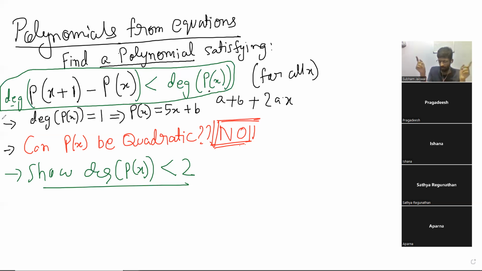It is the highest term that gets cancelled, right? In p(x+1) and p(x), that always gets cancelled. And so the degree comes down by at least 1. Yes. This is a very powerful idea. Very interesting idea.